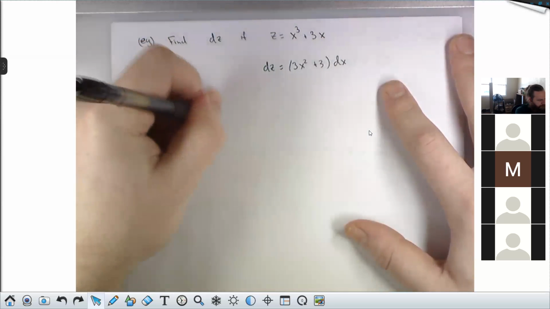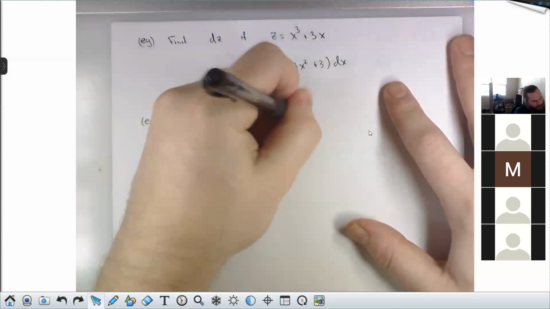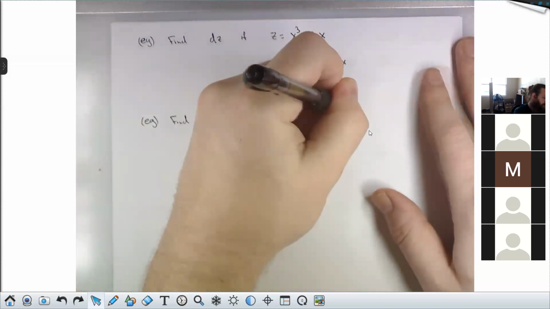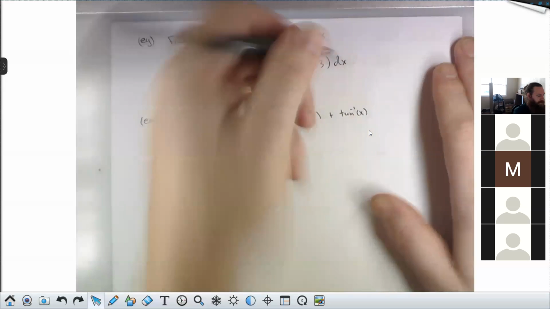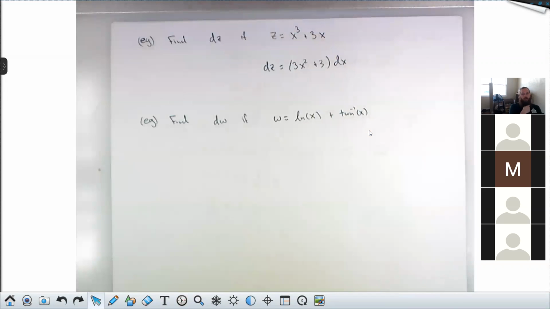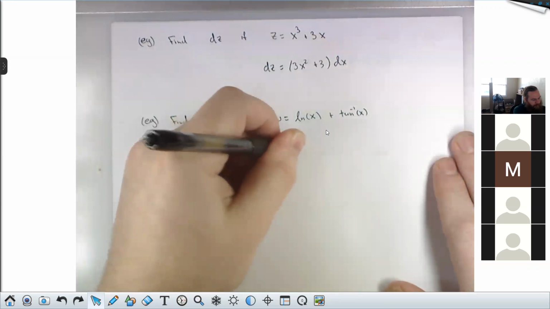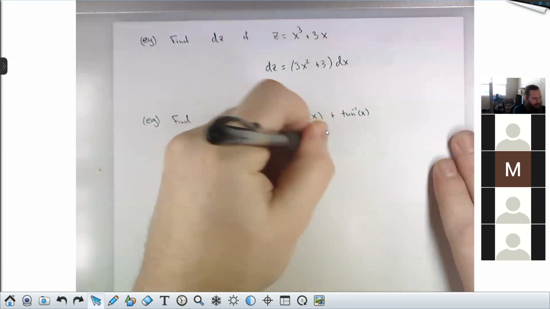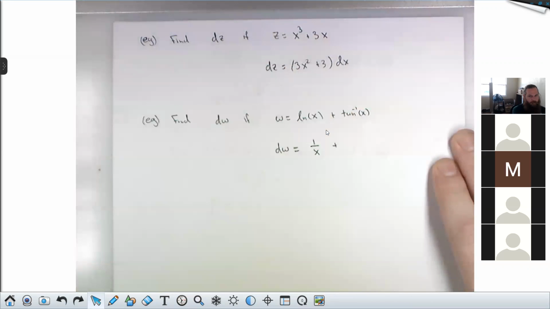Find dw if w is equal to the natural log of x plus, let's mix it up a little bit, how about the inverse tangent of x? This will be our last little bit of differential calculation. So the derivative of ln x is what? One over x. Good. I have a 1 over x from that, plus from this. Now what's the derivative of the inverse tangent of x?